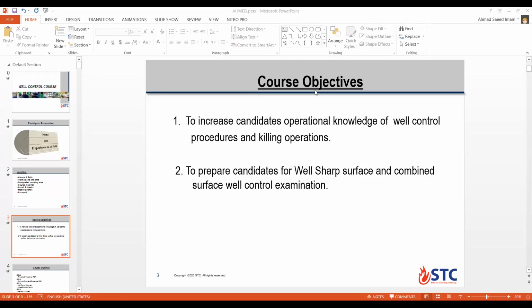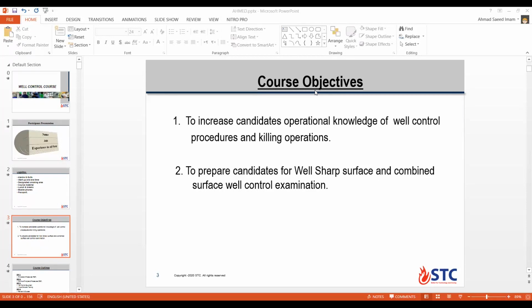Then for third day, we're gonna have equipment parts. So we're gonna talk about the BOP stack, its arrangement, annular, and the RAM. Okay, then talking about pressure test, the tools used for pressure testing. Then talking about surface control system, the COM unit, and its components. Okay, then talking about also the diverter.